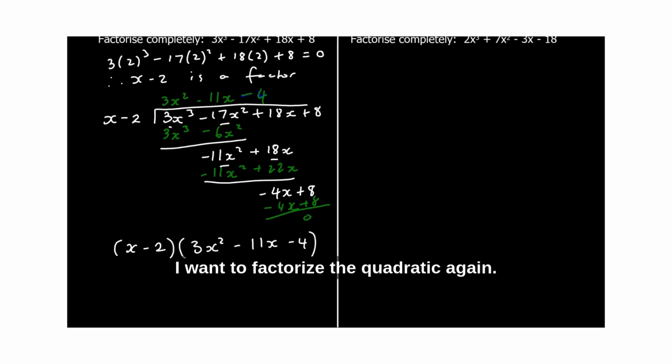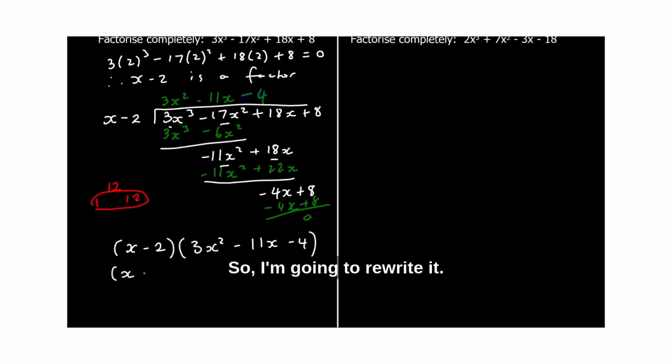I want to factorize the quadratic again. So I'll do a times c, 3 times negative 4, which is negative 12. What multiplies to make 12? So 1 and 12 will give me an 11. 2 and 6 won't, 3 and 4 won't. So I want the 1 and 12. So I'm going to rewrite it: 3x squared plus 1x minus 12x minus 4. So I've rewritten negative 11x as 1x take away 12x.